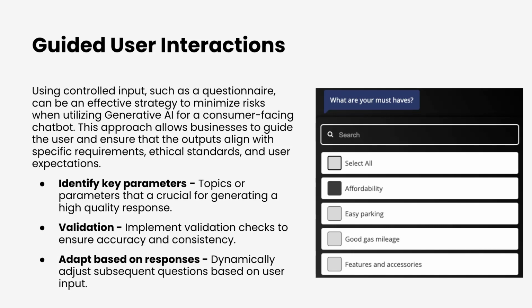And we can take the output from the model and use our validation tools to make sure that the user is receiving a well formatted useful response. We also have the ability to adapt based on responses, so we can dynamically adjust subsequent questions based on the user's input. And these guided interactions are just a really great tool for utilizing generative AI and having a lower risk situation because you're continuing to build in those layers between the user and the model's output and still provide them with some really great information.